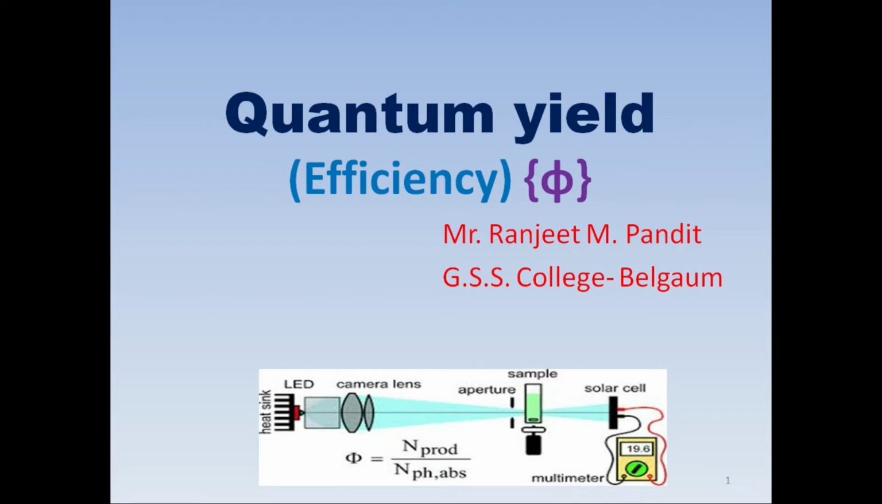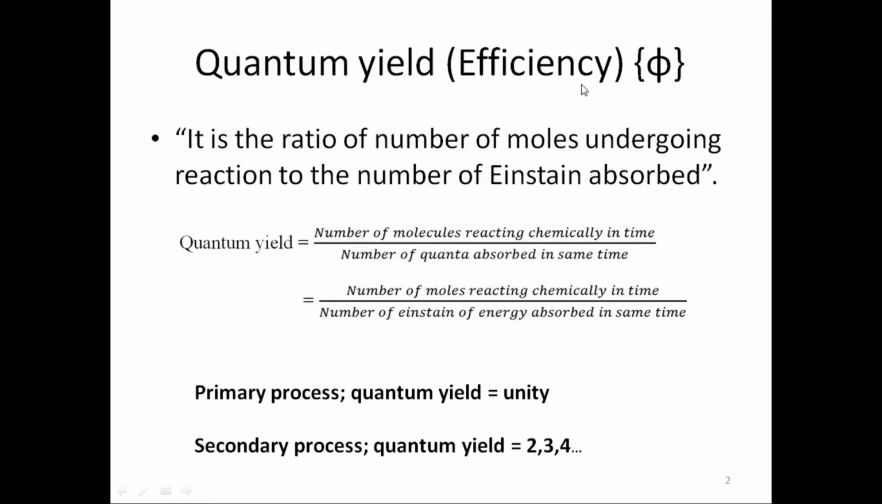Quantum yield is the ratio of the number of moles of a reactant undergoing reaction to the number of Einsteins absorbed. So the formula of quantum yield is the number of molecules reacting chemically in a time divided by the number of quanta absorbed in the same time, or the number of moles reacting chemically in a time to the number of Einsteins of energy absorbed in the same time.